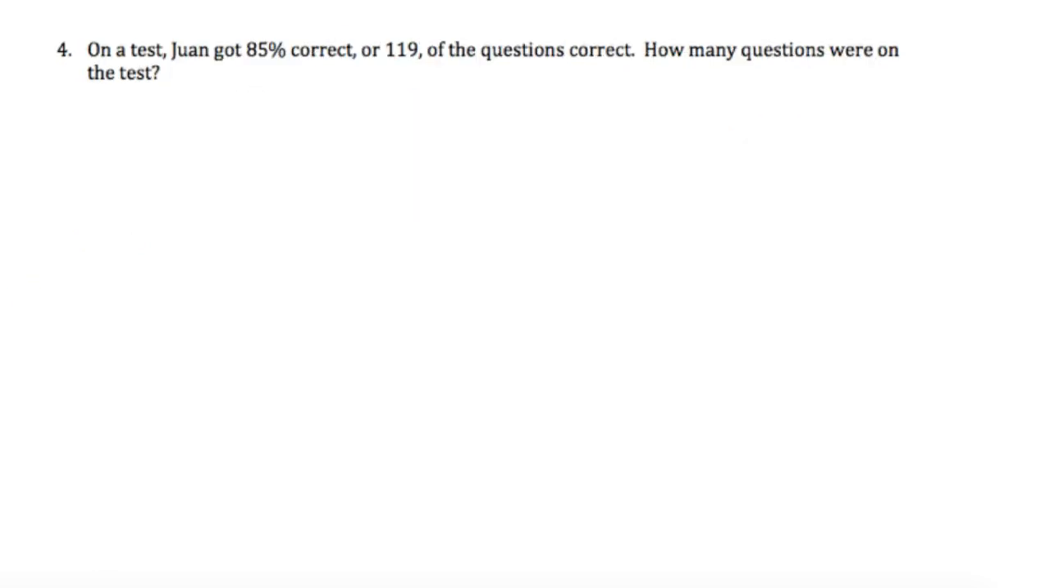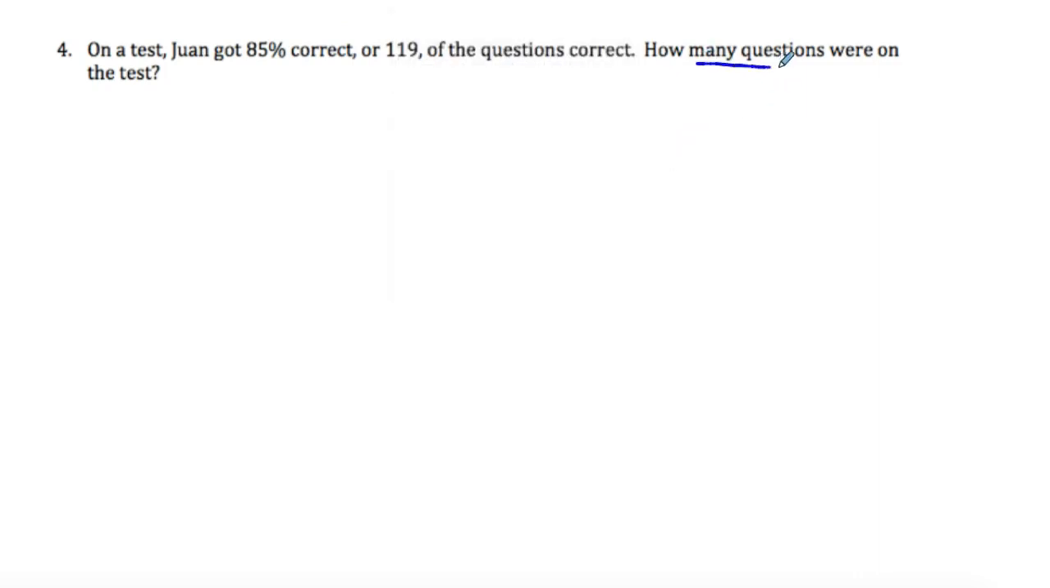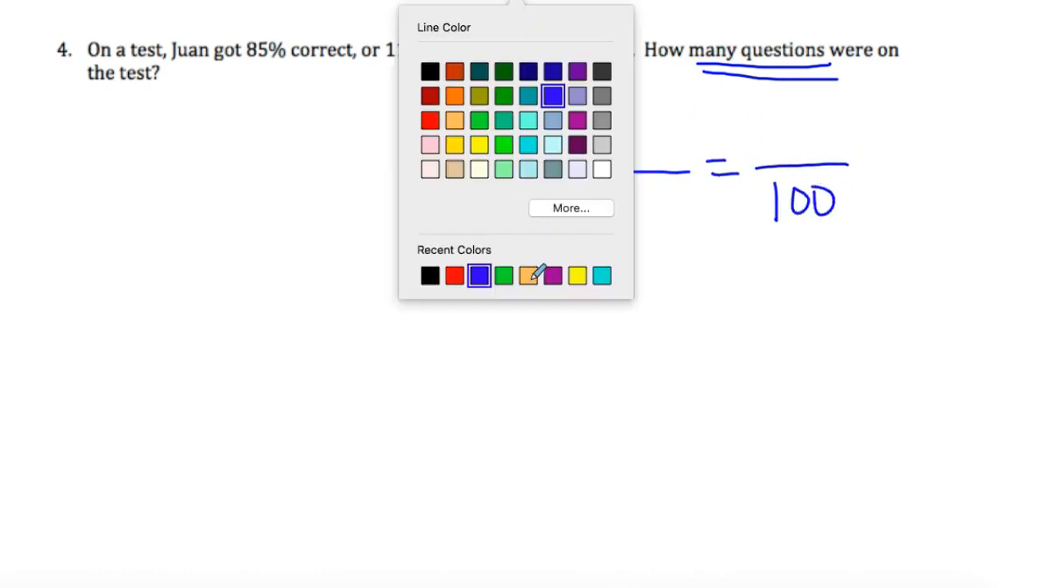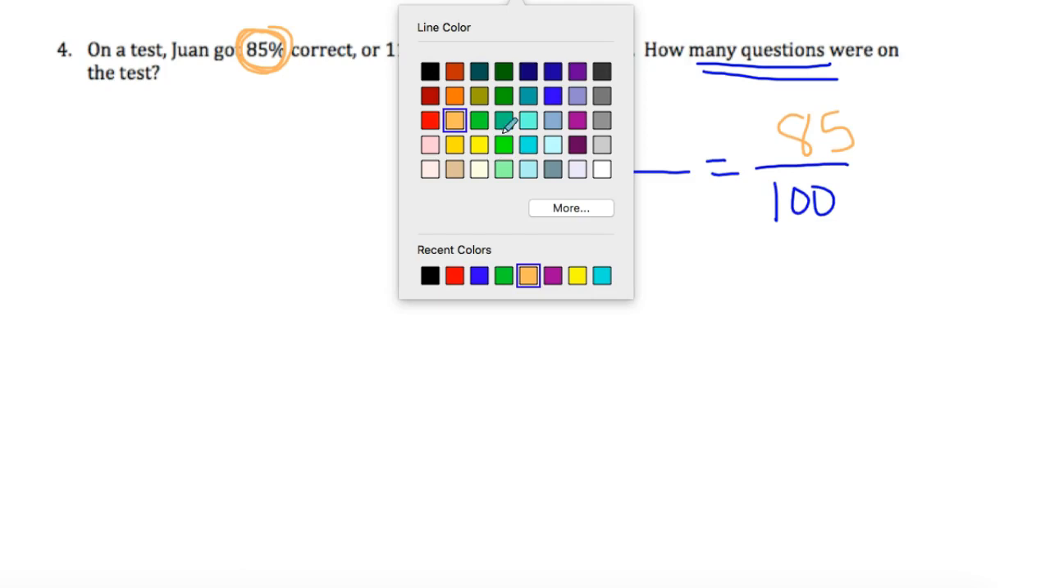Okay, let's try again. So, how many questions? We're solving for questions. We're on the test. So that means we're talking about a test and we're looking for not the percentage. If we're not looking for a percentage, the first thing I'm going to do is find my percentage. That's 85, and I'm going to fill that in. So on the test, one got 85 percent correct, or 119.